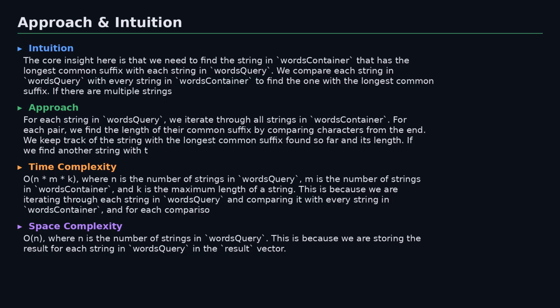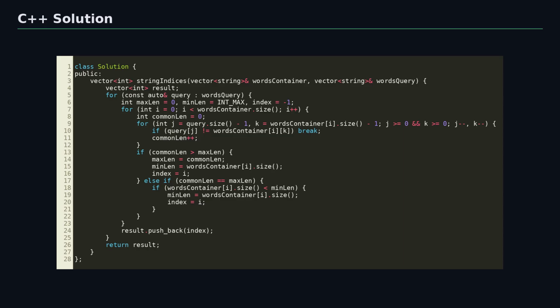Now that we have our intuition, let's walk through the solution. We start by iterating through each string in wordsQuery. For each string, we iterate through all the strings in wordsContainer. We then compare the characters from the end of each pair of strings to find the length of their common suffix. We keep track of the string with the longest common suffix found so far and its length. If we find another string with the same longest common suffix but a smaller length, we update our result. This process continues until we have checked all the strings in wordsContainer for each string in wordsQuery.